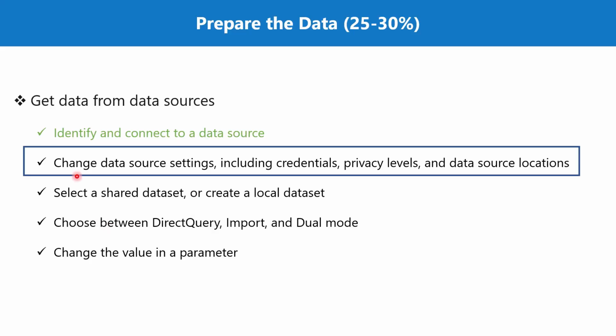In this video, we are going to talk about the second topic of the section, get data from data sources, and this topic is change data source settings, including credentials, privacy levels, and data source locations. So this video has been divided into two parts. In this video, we are going to cover the data source settings and the data source locations. And in the second part, I'm going to cover the credentials and the privacy levels.